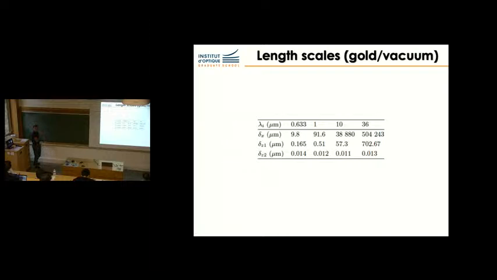So what's the solution, what we learn from that? The general solution to reduce losses is to have some metal structure, but also dielectric, and to try to engineer the mode in such a way that most of the volume of the mode, most of the energy of the mode, is in the dielectric part of the structure, okay?